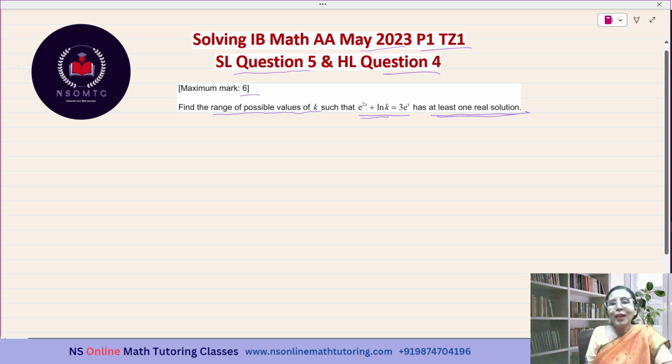By just looking at this equation, we see that it contains two exponential terms and one logarithmic term. So many students get confused by just looking at this equation. How will they solve it? This is a paper 1 question, so you cannot use the calculator. You cannot use the calculator even if you are given one, because you have this k over here and you are required to get the value of k.